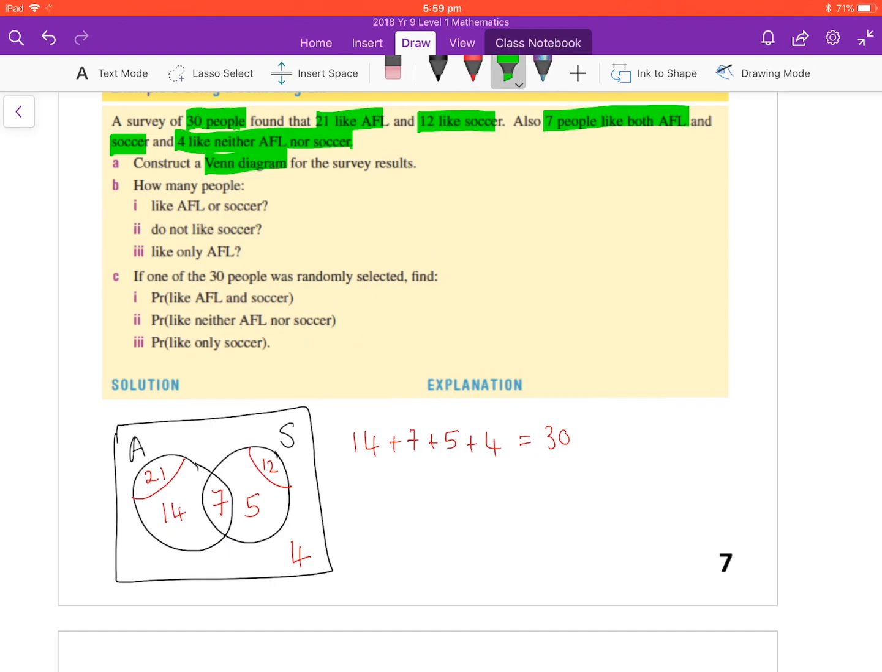Now the first question, part B, is asking us how many people. They're not asking for probability. So how many people like AFL or soccer? Okay, how many people like AFL or soccer? There's 26 people that like AFL or soccer.